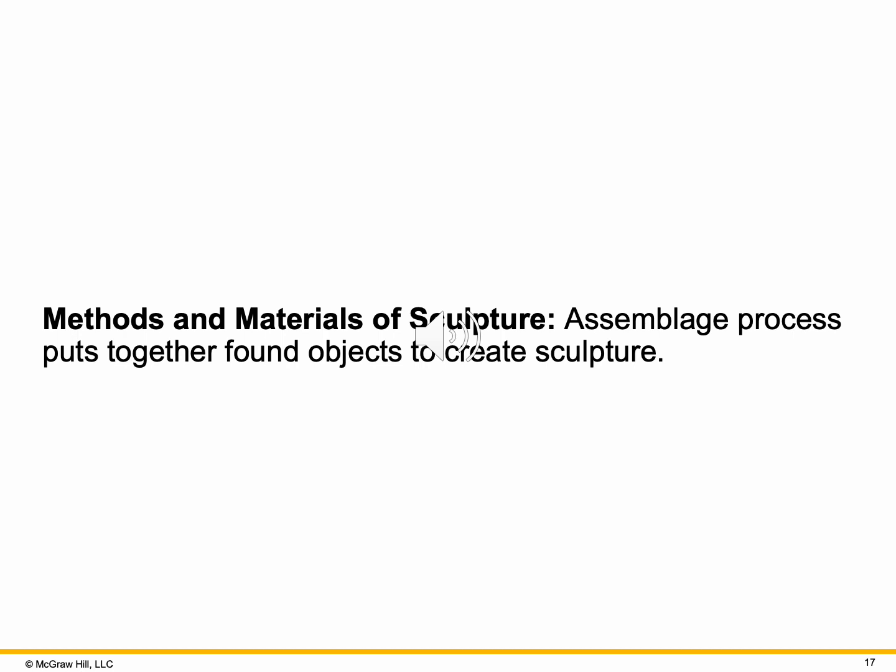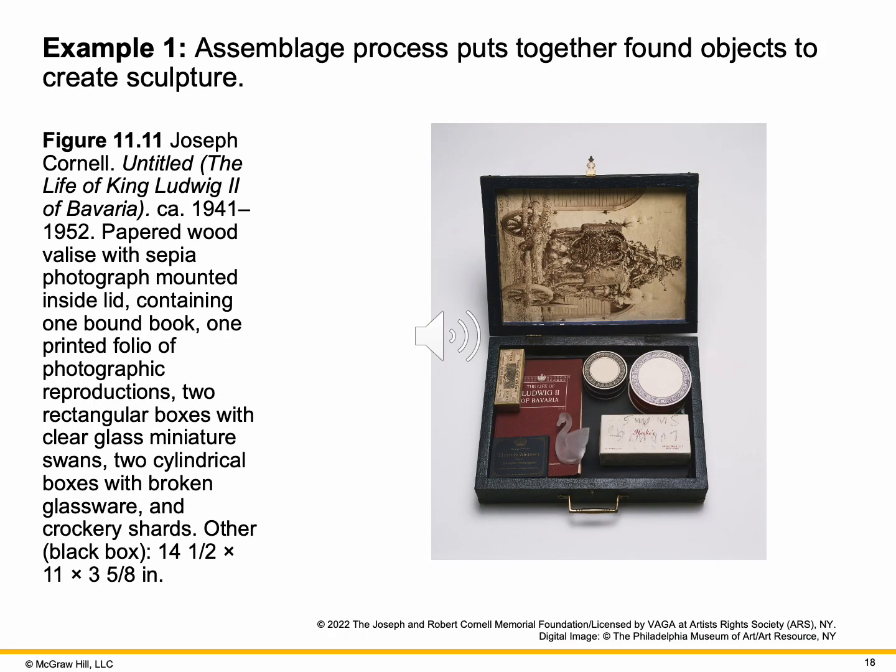Methods and materials of sculpture. Assemblage process puts together found objects to create a sculpture. Assembling is an additive process by which individual pieces, segments, or objects are brought together to form a sculpture.